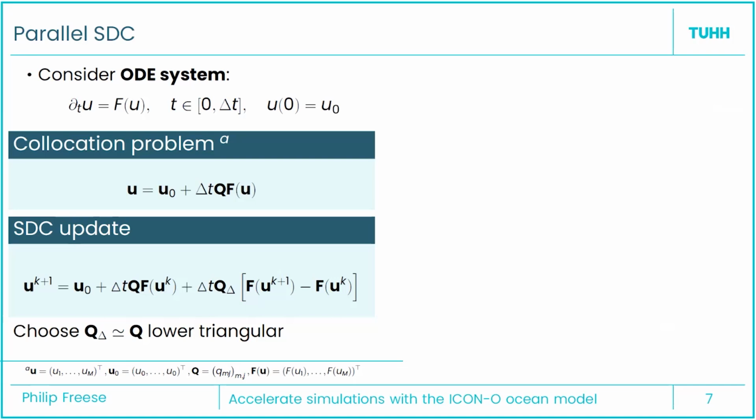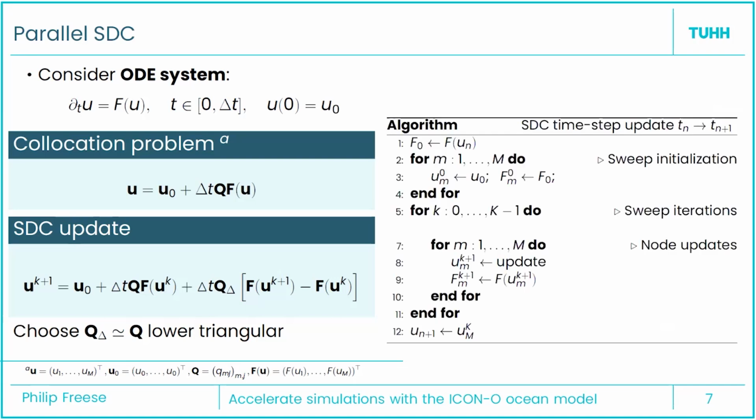In general, this works with Q delta, the preconditioner, being just a lower triangular matrix. This is what SDC started with. If you write down the pseudocode, which I don't want to go into in detail, within one of your so-called sweeps you have some kind of nodes, and all these nodes always depend on the values on the previous node. So there's no way to parallelize anything.